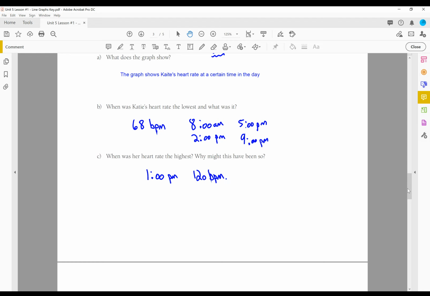Why might this have been so? Well, this is something that we have to speculate about, something that we just have to create an answer for. So I'm going to say she could have been working out. Maybe she was in the gym.